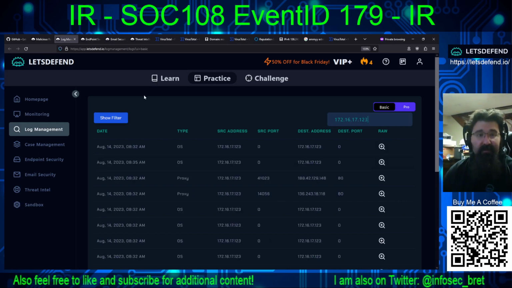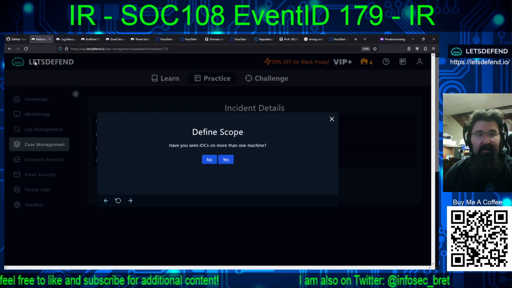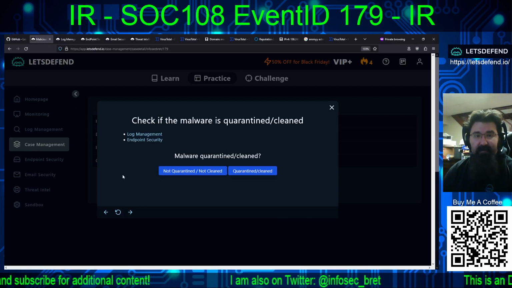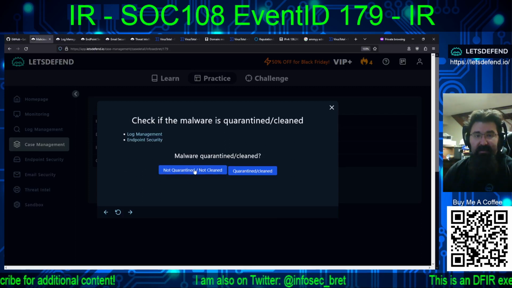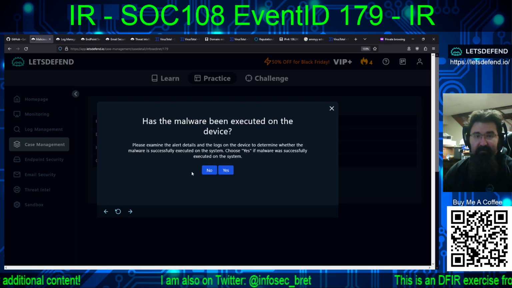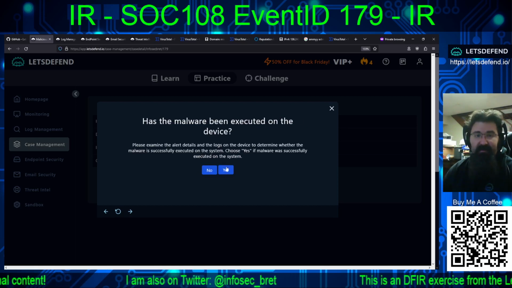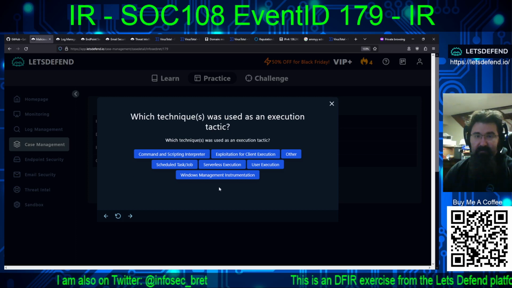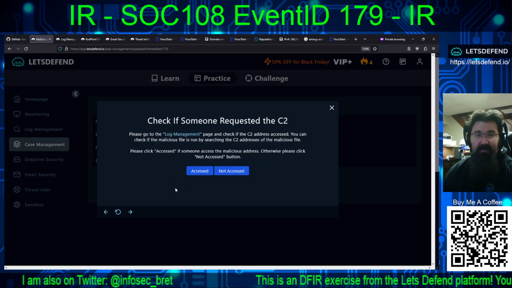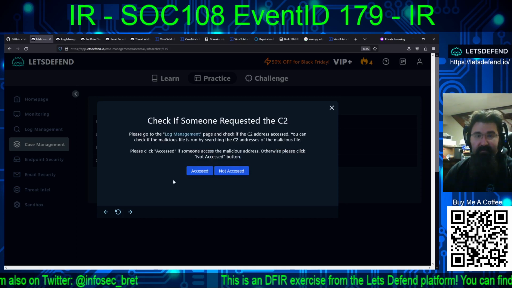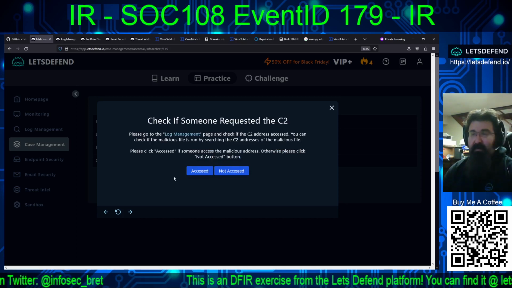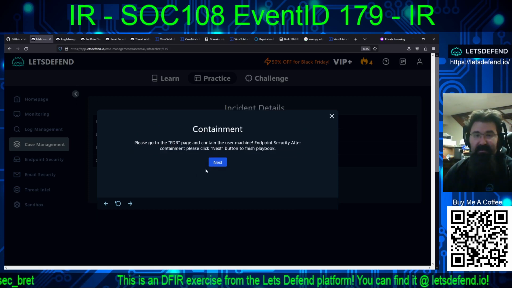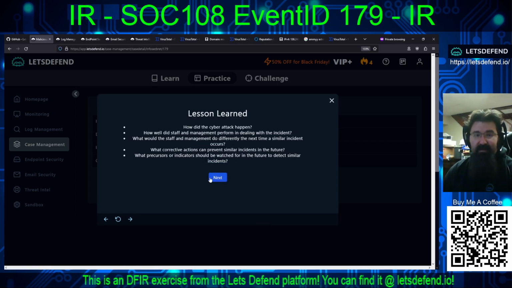Okay, and we'll switch this back over so we've got everything there. Have you seen IOCs on more than one machine? No. Was it quarantined, cleaned? It was not quarantined, not cleaned. Has that malware? Yes. User execution. Well, if we regard C2 as basically the back end to connect, yeah, it was accessed. I'm going to do containment.